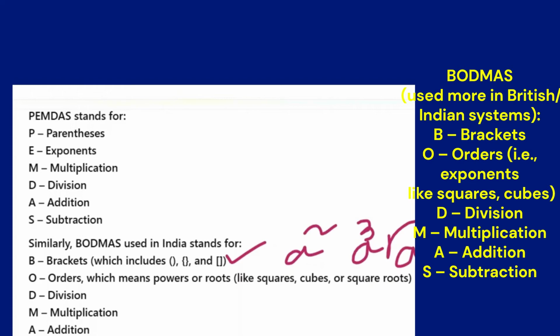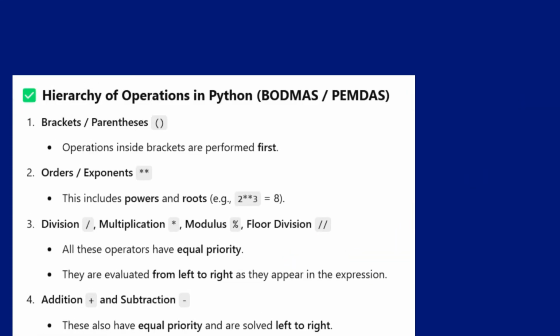Write down hierarchy of operations in Python. BODMAS, PEMDAS. 1. Brackets, parentheses. Operations inside brackets are performed first. 2. Orders, exponents, double asterisk. This includes powers and roots. Example, 2 double asterisk 3 is equal to 8.